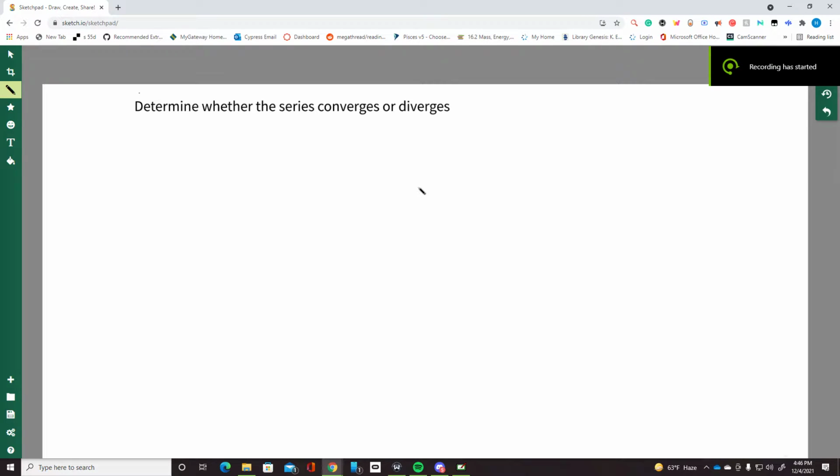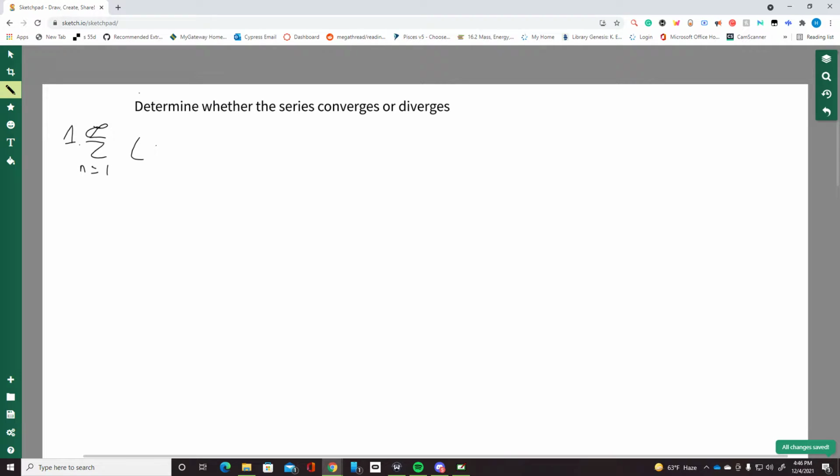Hello everyone, today we will be doing some series questions and finding out whether the series converges or diverges. So for our first question, we have a unique one. Say we have a series from n equals 1 to infinity of pi to the minus n plus n to the minus pi. Now, what can we do with this?